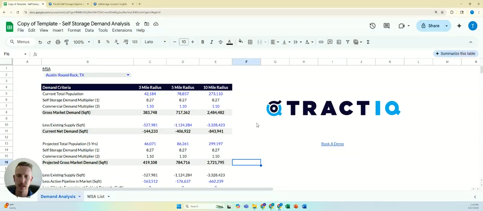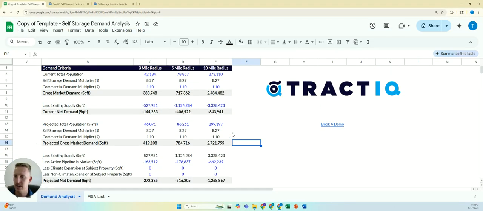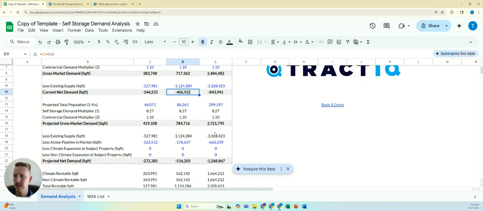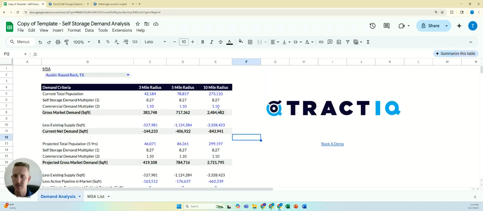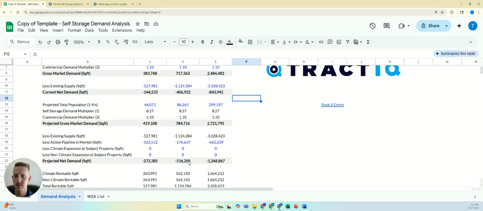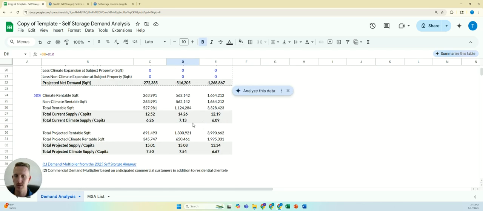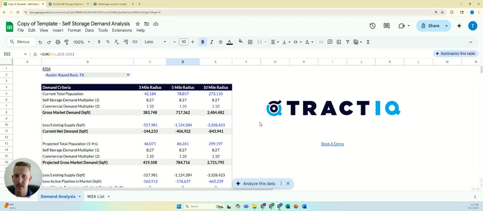So just to wrap up, if this were me and I was looking at this deal and I saw that the net demand was negative and the projected net demand was also negative, it would be a concern for me. Just thinking about the supply and the demand and how the supply is definitely outpacing the demand here. I would definitely want to make sure these are positive. If this was a positive number and if this was a positive number, that would be a good sign, suggesting that there's still demand in the market that hasn't been met yet.